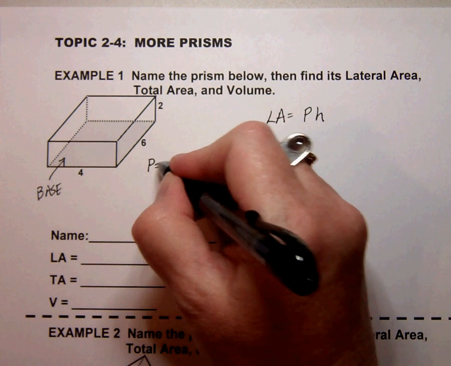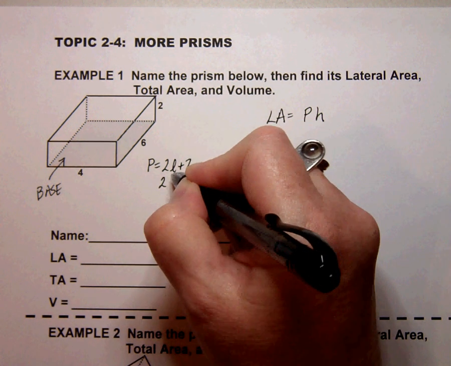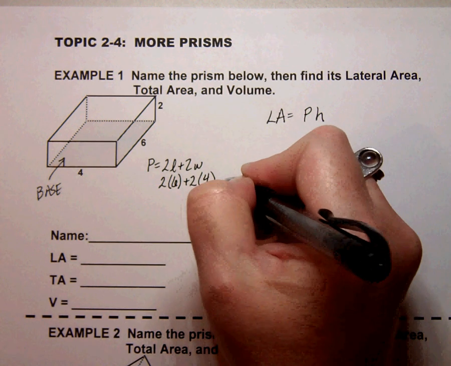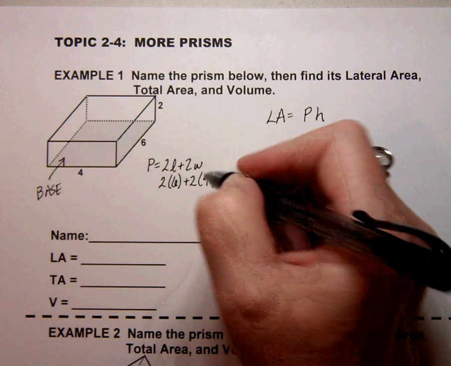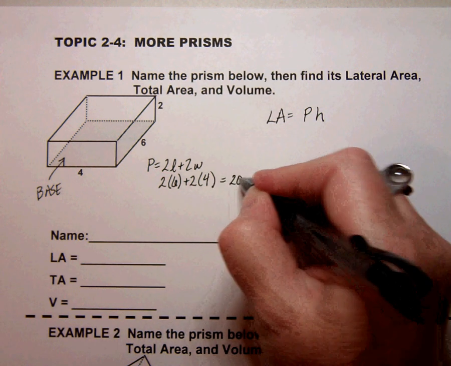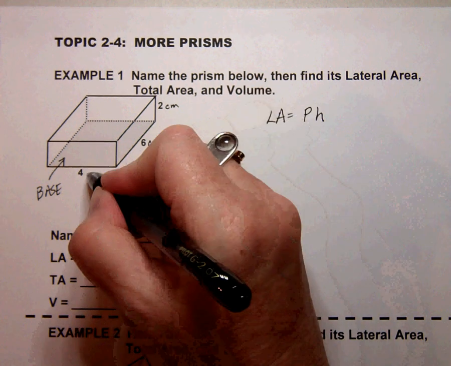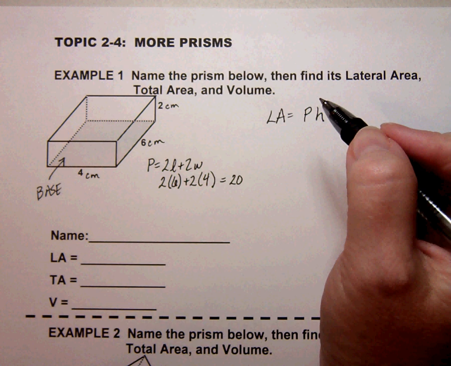Remember, perimeter is 2 lengths plus 2 widths of your base. So you have 2 6s and you have 2 4s. So if you do 2 6s and 2 4s, your perimeter is going to be 20. And I keep using centimeters. Let's just do that on all these. Anytime there's no unit drawn, let's just give it centimeters.